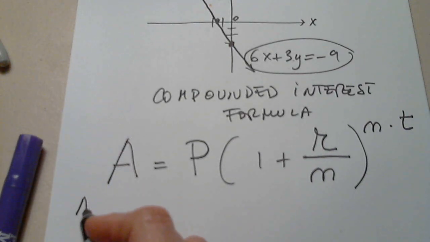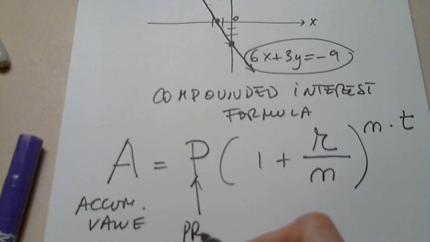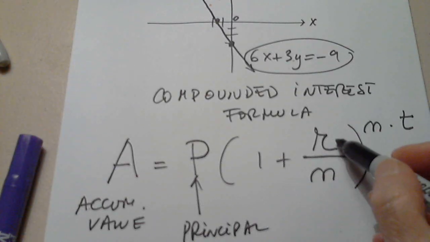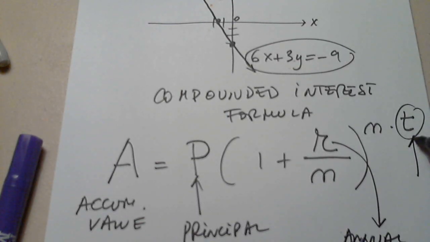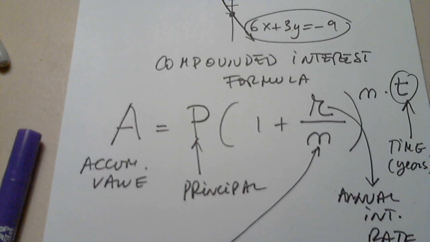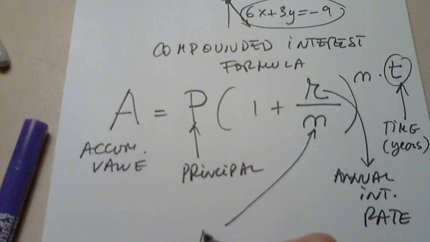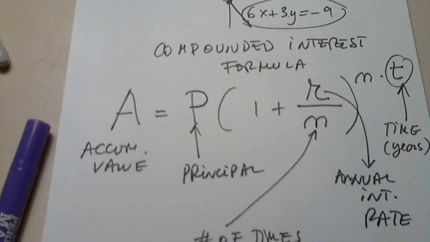So A, accumulated value. P, principal. R, annual interest rate. T, time in years. And N, the number of times the interest is recalculated per year. Number of times interest is recalculated or compounded per year.